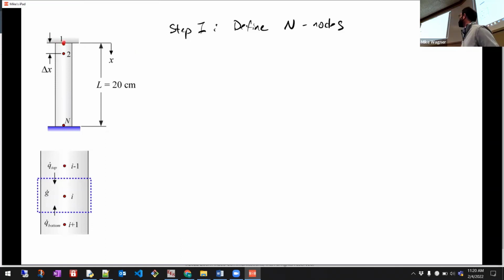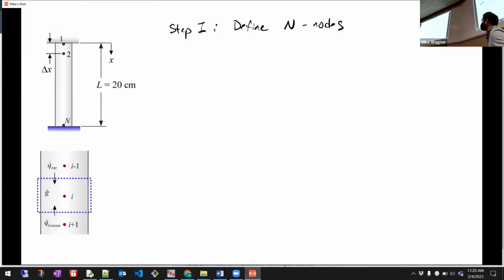Why do we want a node right at the boundary? Well, because eventually we're going to enforce boundary conditions. And it's a lot easier to enforce a boundary condition when the node's at the boundary than if it's offset from the boundary. So we're going to start with a node at the boundary here, and we're going to have a node at the boundary here. And then we can space them in any way we want, but in this example, we'll just do it evenly throughout the domain.